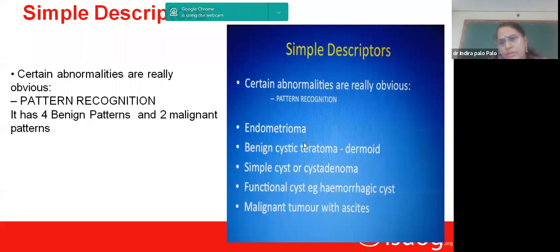If there is a certain abnormality or certain things are really obvious, you need not do anything. Just by seeing this, you can diagnose. That is called pattern recognition. And there are four benign parameters in this simple descriptor and two malignant parameters.